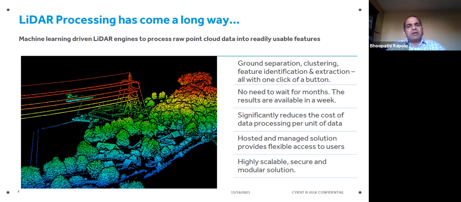LiDAR processing has come a long way since it was introduced a couple of decades ago. Today, we are able to process LiDAR fairly automatically thanks to the emerging machine learning technologies. So things like ground separation, clustering, classification of standard assets such as poles or conductors can be done fully automatically. That helps us in processing the LiDAR data, thousands of miles of network in a matter of days and probably a week or two, rather than months that we used to take before.